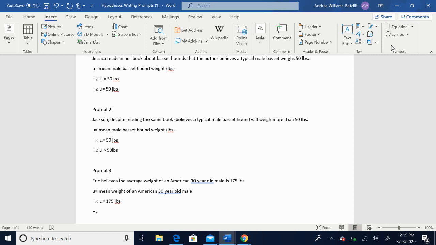Now what is the alternative claim? Here's where we're going to try to read the prompt, and we're going to really see that the prompt doesn't specify anything other than that. It doesn't say we might think it's greater. It doesn't say we might think it's less. Right now, we just need a competing claim against it is 175. Since there's no specification of us believing that it's greater or less, we are just going to use the not equal to 175 pounds.